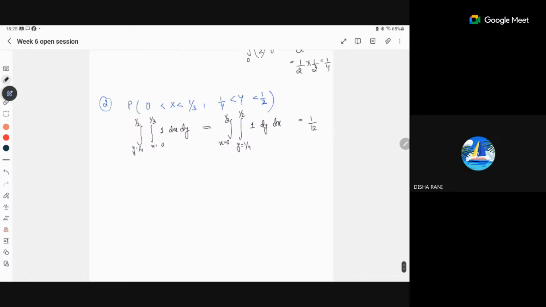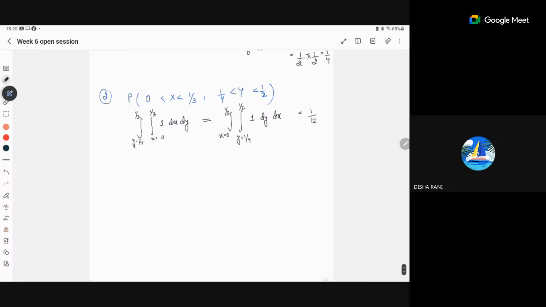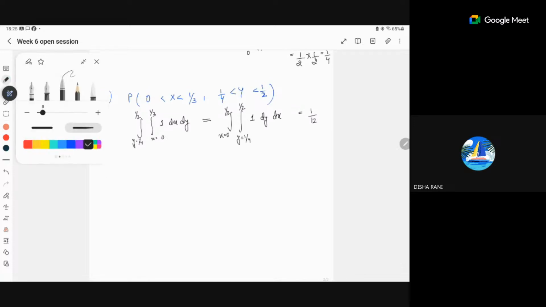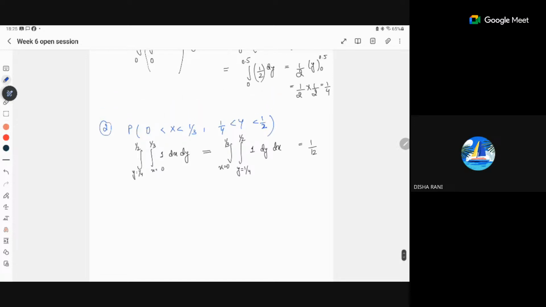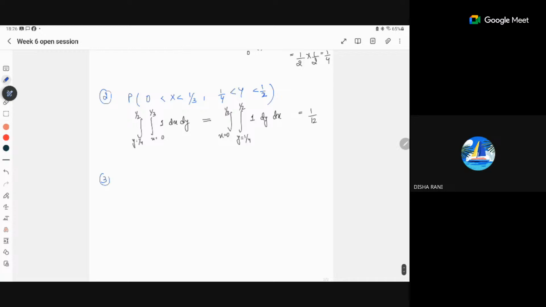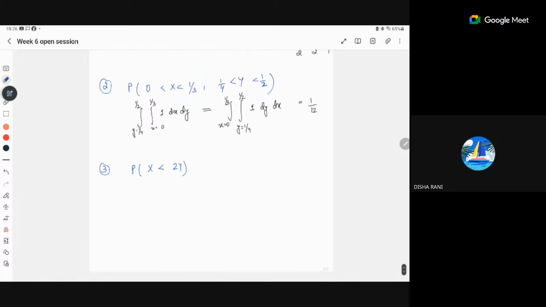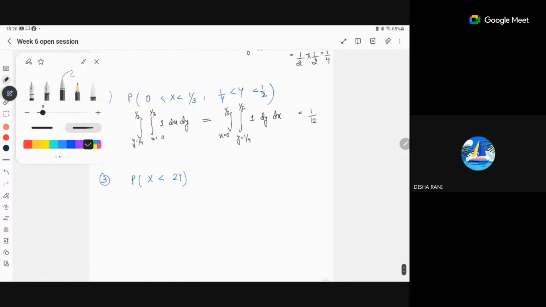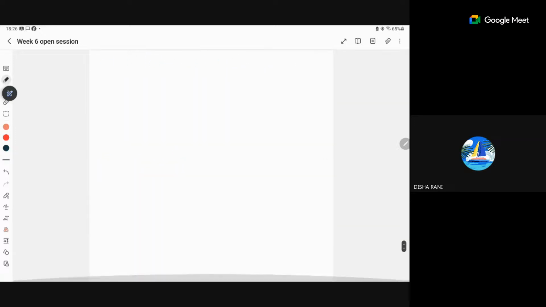Now, these are very simple, we're just giving the range of x and y and asking you to calculate the probability. But what happens in general? What about, let's say, what is the probability that x is less than 2y? So how will you do this? It's the same, we are talking about the same joint PDF.